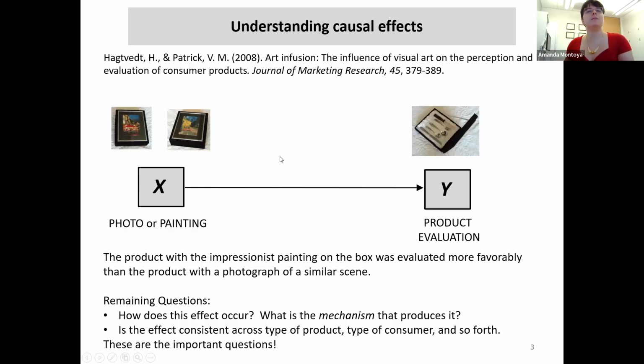So this brings up this question of mechanism. What is going on when we see a photo or a painting that is then changing our evaluation of the product? We might also want to know whether this kind of manipulation works across other kinds of products. Does this just work for silverware? Is there something magical about silverware? Or does it work differently for different kinds of consumers? And these are the follow-up questions that we'll be focusing on in this course.